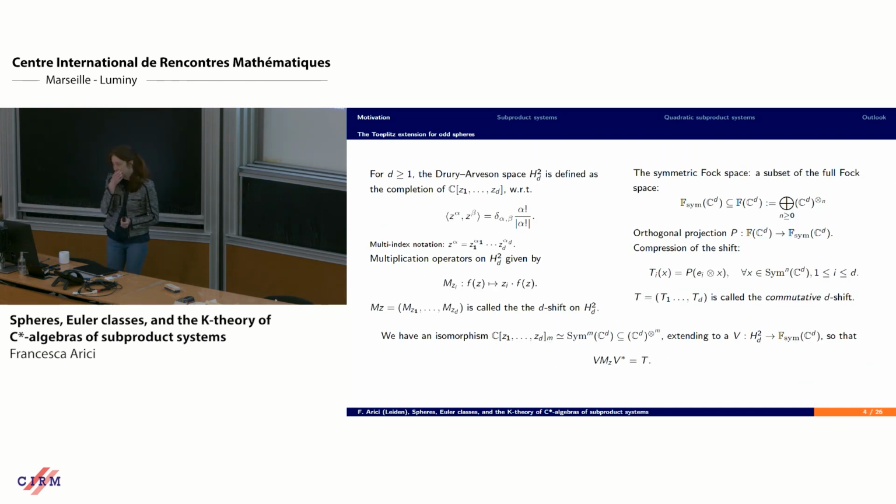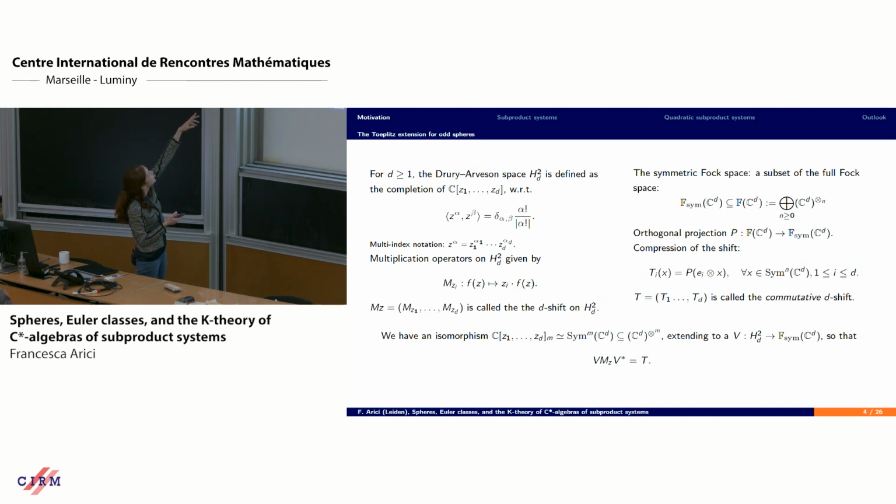Yes, so let's fix an integer d greater than or equal to 1, and then we can construct a Hilbert space. It's called the Drury-Arveson space. We just take the completion of the commutative polynomials in d variables with respect to the norm coming from an inner product, and the inner product is as follows: z^alpha and z^beta are orthogonal, the inner product is 0, except when alpha and beta are equal, and then the inner product contains some coefficients that are just multifactorial coefficients.